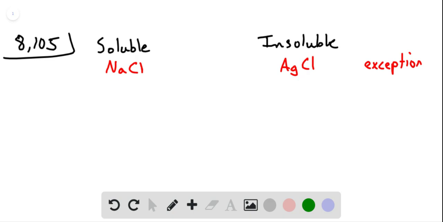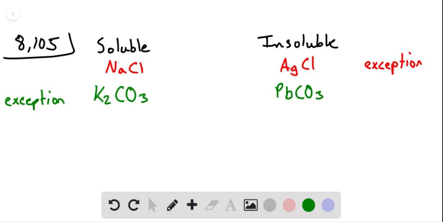So to have an exception for a soluble compound, we could write potassium carbonate. This is an exception because almost all carbonates are insoluble. And an insoluble compound could be lead carbonate, which is not an exception. So this is the example of something that you would want to do with your group members.